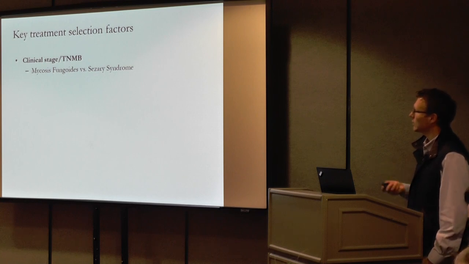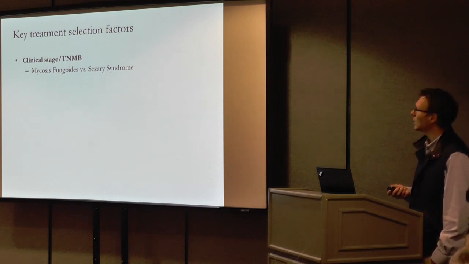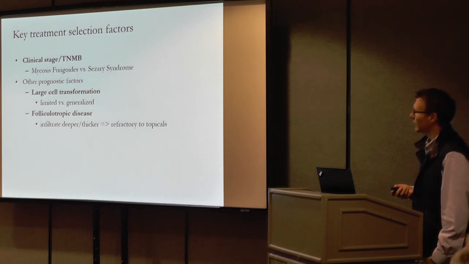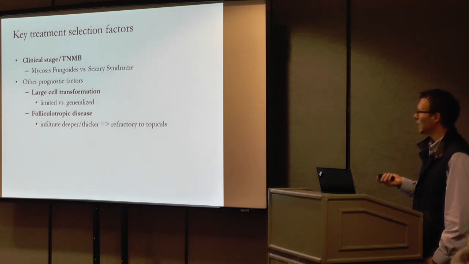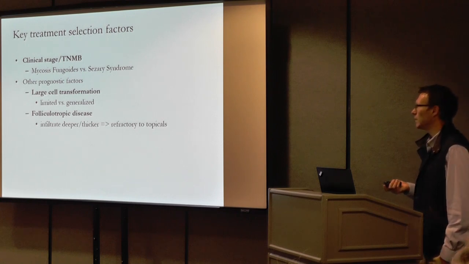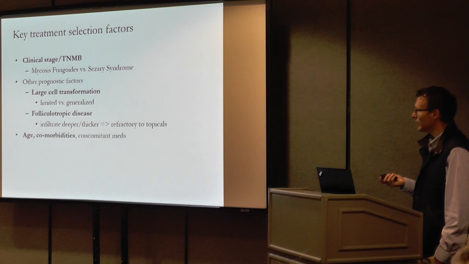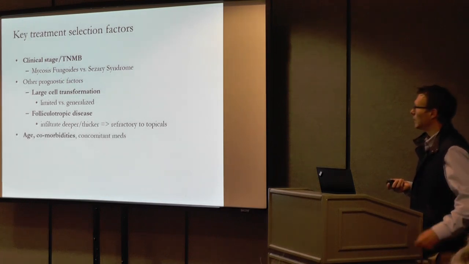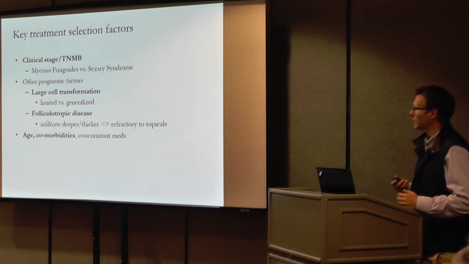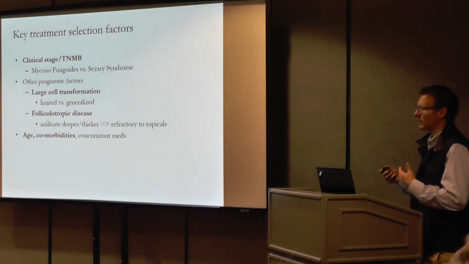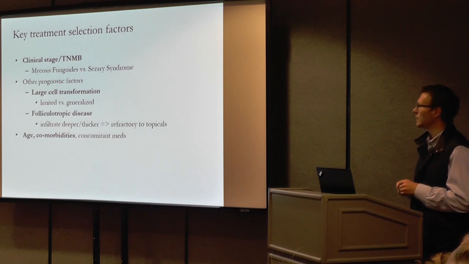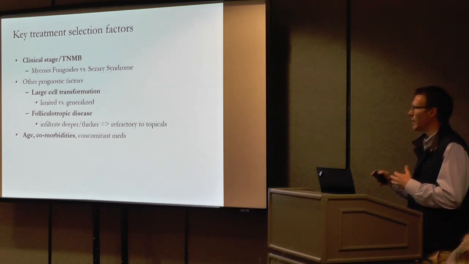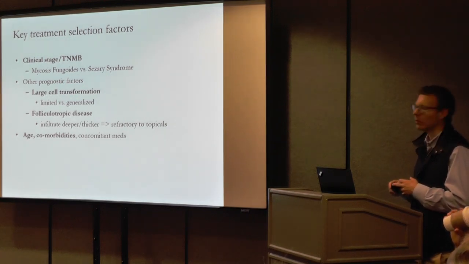So for key treatment selection, I mentioned that it's really a stage-based approach. But there are other prognostic factors that we look at, including large cell transformation and follicular tropism. When things aren't responding to skin-directed therapy, it's time to think about systemic therapies. Age and comorbidities all play into what the best treatment might look like for any individual. They all have unique potential side effects and risks, so being able to balance those with whatever other medical problems or medicines you're on is really important.